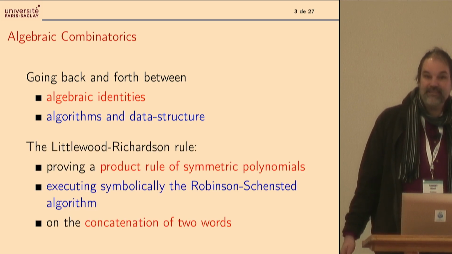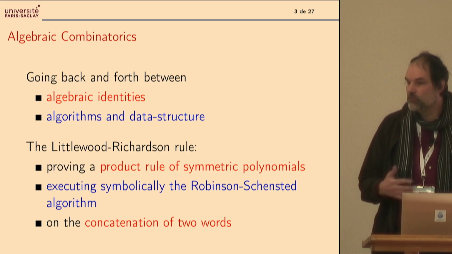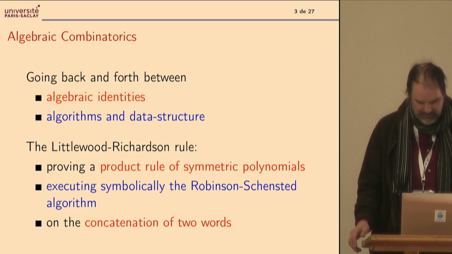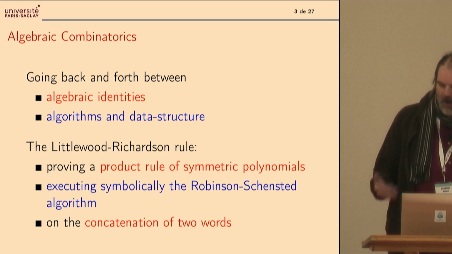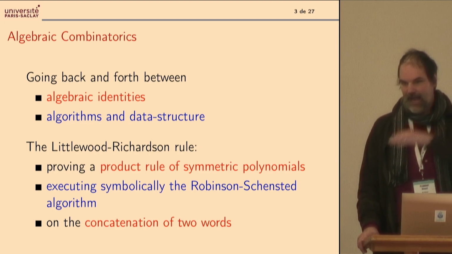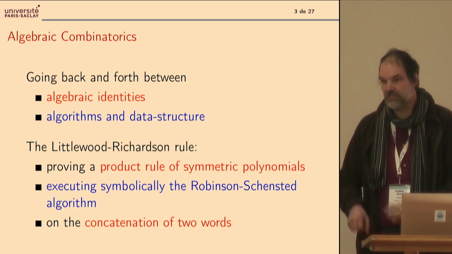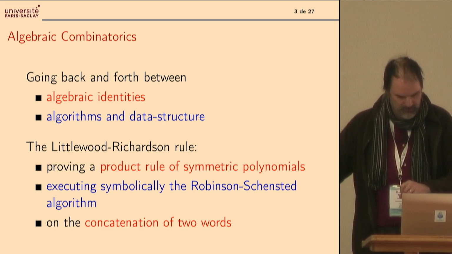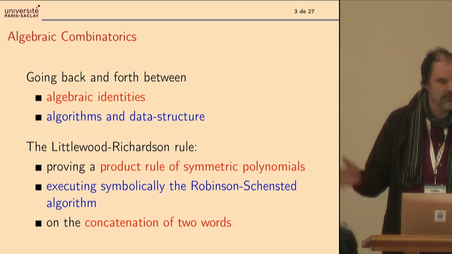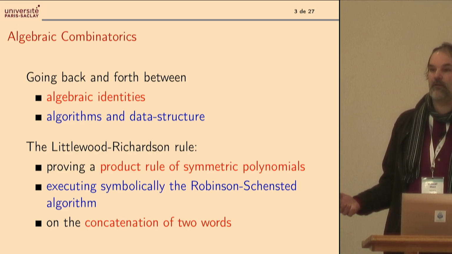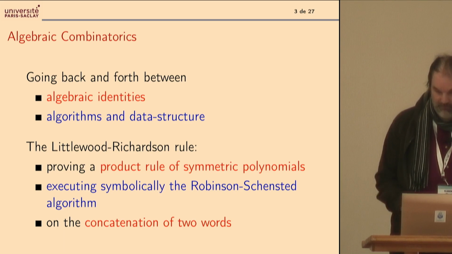Okay, so what is the Littlewood-Richardson rule? It's a rule which allows you to compute the product of two polynomials which have some specific property. And it's proved by executing symbolically some algorithm on the concatenation of two words. So really, I'm going back and forth between algebraic identities, computing with polynomials, computing with concatenation of words, which is the plactic monoid, and executing symbolically some algorithm, which, as you will see, is related to the longest increasing subsequence problem. So really, I'm doing both algorithm and algebra at the same time.